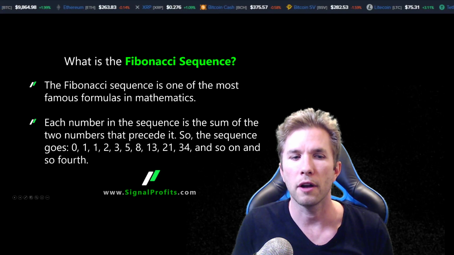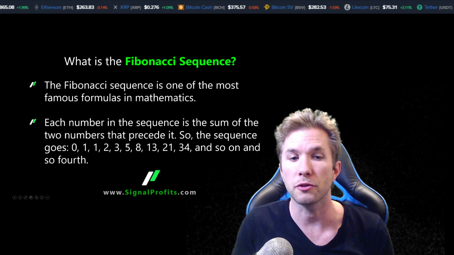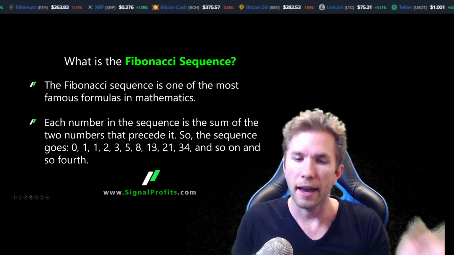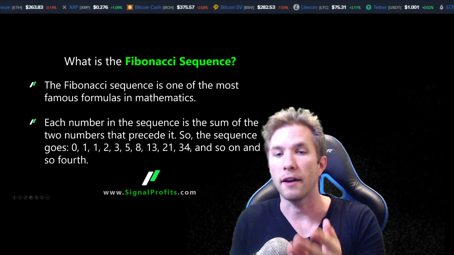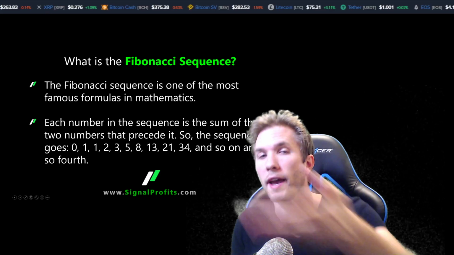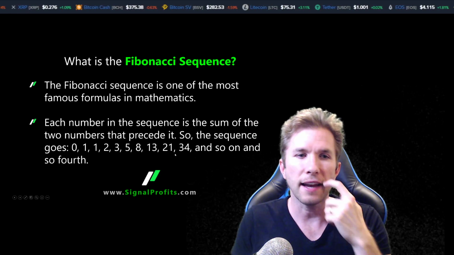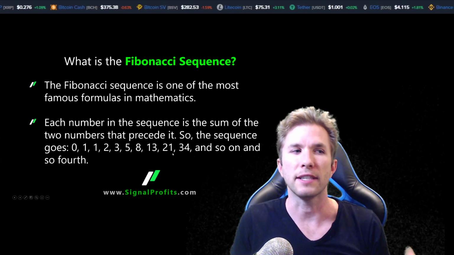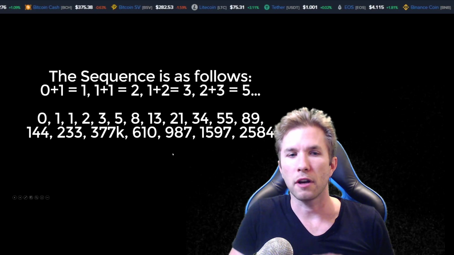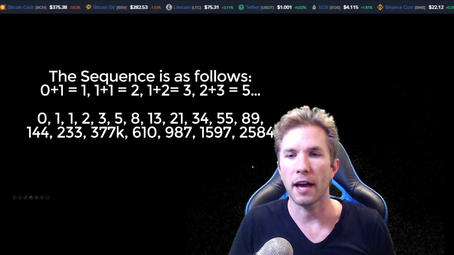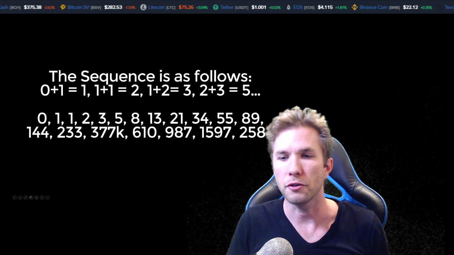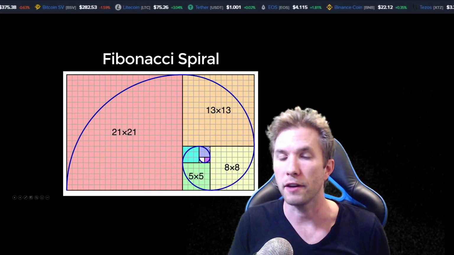0, 1, 1 plus 1 is 2, 1 plus 2 is 3, 2 plus 3 is 5, 5 plus 3 is 8, 13, 21, 34, and it goes on, right? So 55, and all the way out to infinity. And that is essentially what the Fibonacci sequence is. Now, it goes pretty far out, and there's a lot of things you can use, 89, 144, 233, all the way out to 2584.